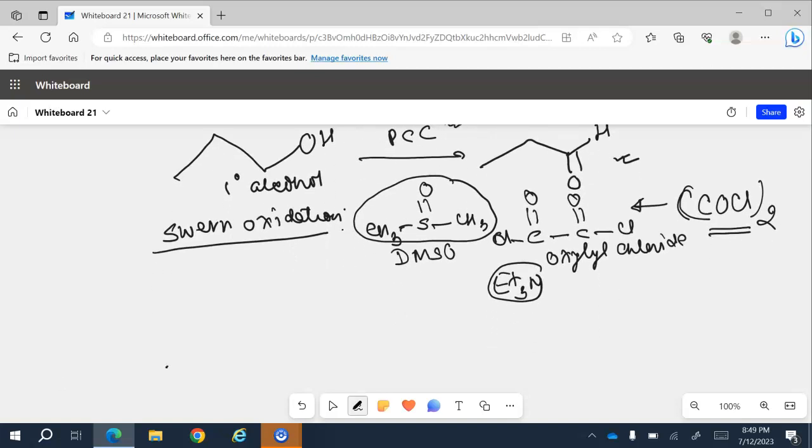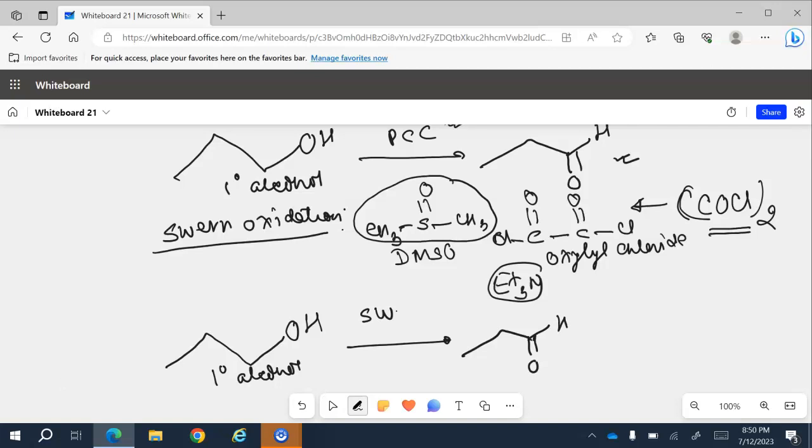Okay, this also will do the same job as the PCC does. The primary alcohol, 1 degree alcohol, in presence of this oxidizing agent will convert into aldehyde. So that will stop at the aldehyde. So this is the Swern oxidation. What are the reagents here again? We use DMSO, dimethyl sulfoxide, and oxalyl COCl whole 2. And Et3N is the base that we use. That is what we call Swern oxidation.